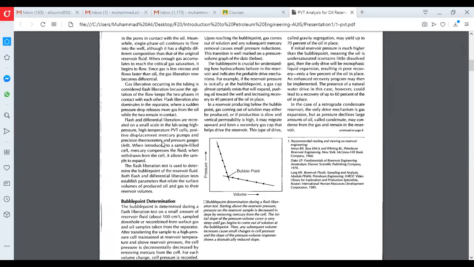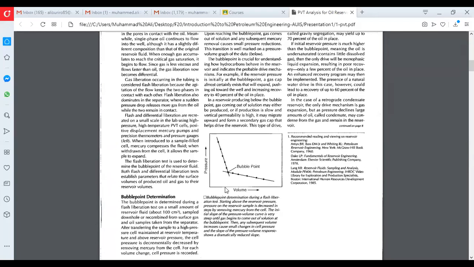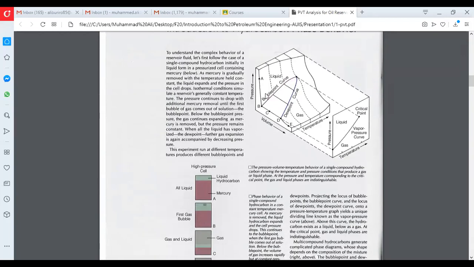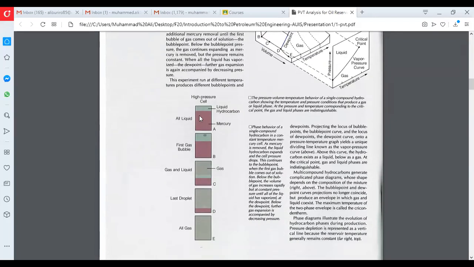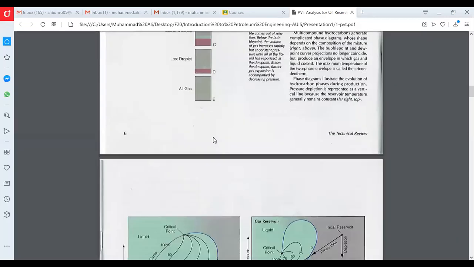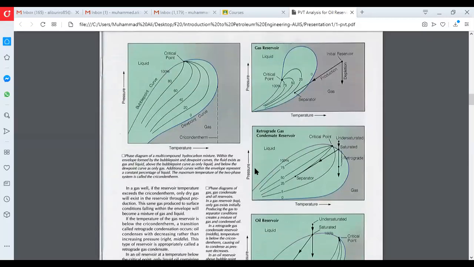When we do these kinds of tests, we get a graph like this one. When we have a graph like this one, the intersecting point is the bubble point. What is the bubble point? It is the point where the first drop of gas comes out, as we also discussed. Then we develop such phase behavior curves where we have the bubble point, and it tells us how much liquid or gas we have, as we mentioned here in this picture. So this is the phase behavior, exactly this kind of phase behavior.